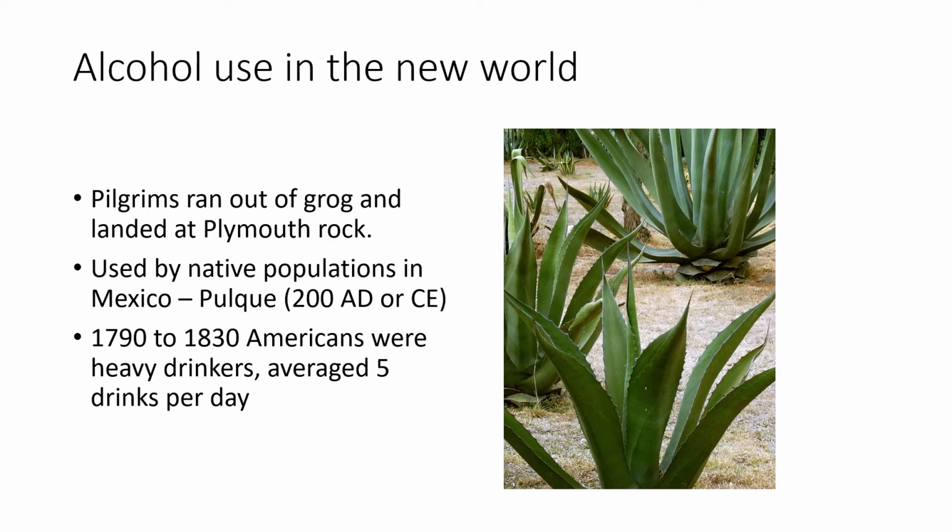Between 1790, right after the U.S. Revolution, and up to about 1830, just before the Civil War, throughout the formative part of the United States, Americans were very heavy drinkers, averaging about 5 standard drinks per day. Later we'll have to define what a standard drink was, but it's noteworthy that in early colonial times Americans were very heavy drinkers.